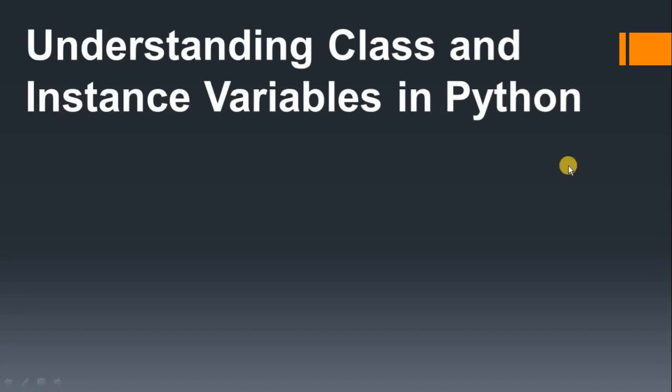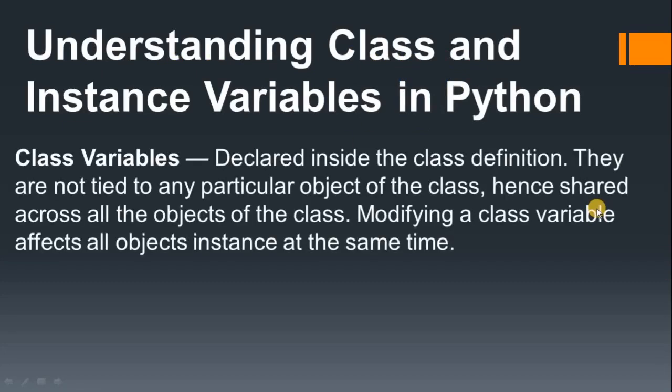First you should understand the definition or the use of class and instance variables. The first one is the class variable. A class variable is simply declared inside the class. It is just declared inside the class and is not tied to a particular object of the class. Hence it is shared across all objects of the class. Modifying the class variable affects all the object instances at the same time.